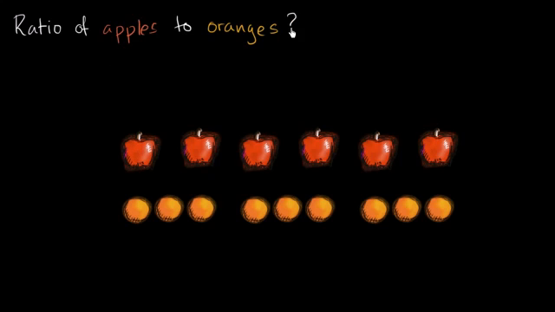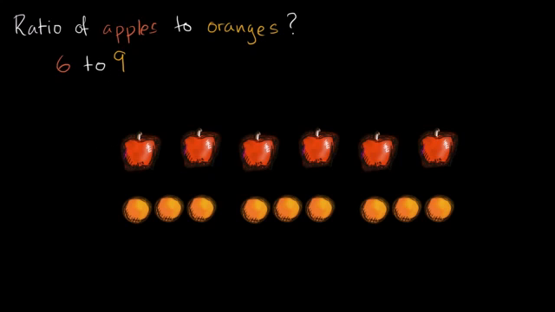So there's a couple of ways that we can specify this. We can literally count the number of apples, 1, 2, 3, 4, 5, 6. So we have 6 apples. And we could say the ratio is going to be 6 to, and then how many oranges do we have? 1, 2, 3, 4, 5, 6, 7, 8, 9. It is 6 to 9. The ratio of apples to oranges is 6 to 9.